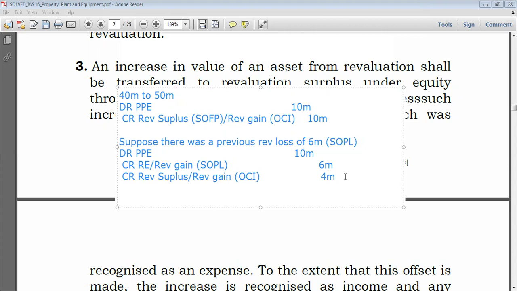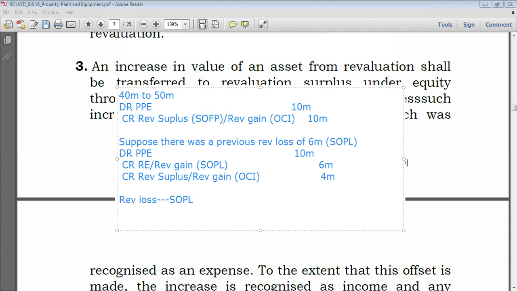Point number 4 says that revaluation loss is usually taken to the statement of profit or loss, but it depends. If it is reversing the previous revaluation gain, you have to go where, because the revaluation gain, we know that revaluation gain goes to other comprehensive income. So it would first have to go to other comprehensive income.